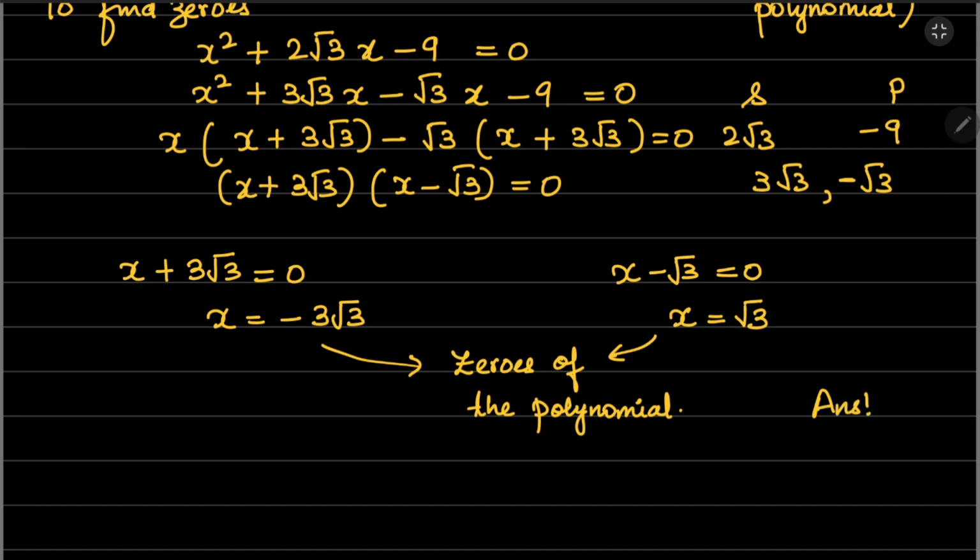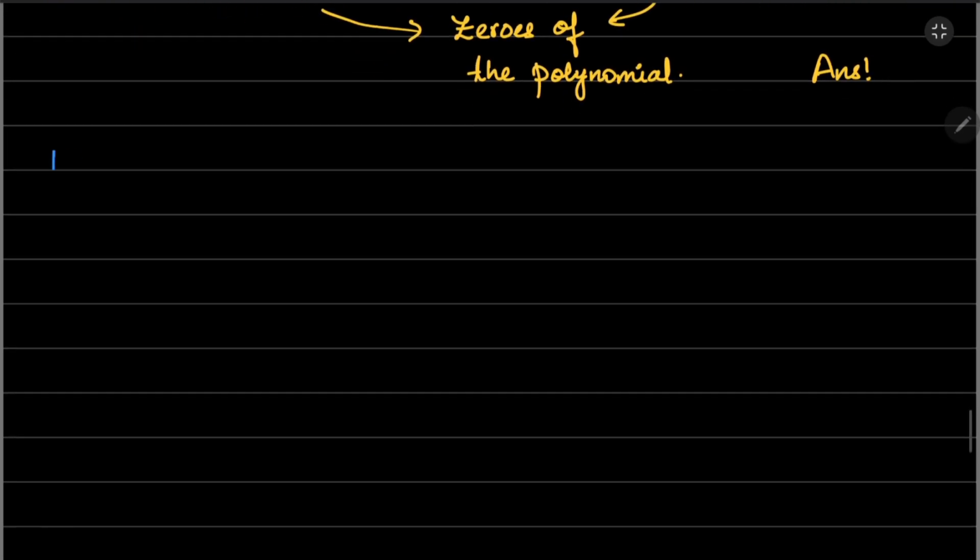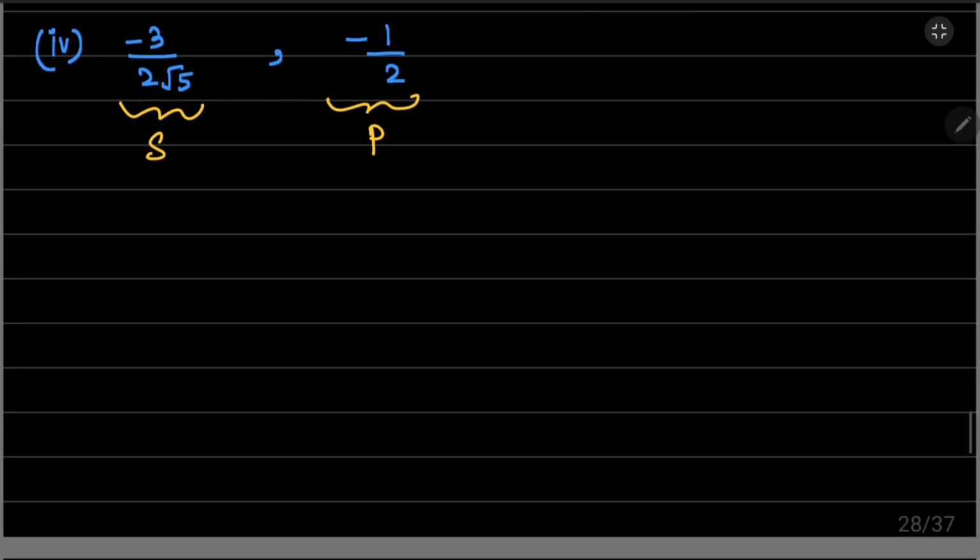Let's do the fourth question. And I think this is the last question of the exercise. Question number 4. Minus 3 by 2 root 5 is the sum and minus 1 by 2 is the product. So this is the sum of the zeros and this is the product of the zeros. Let's use the same method. X square minus Sx plus p is the formula.